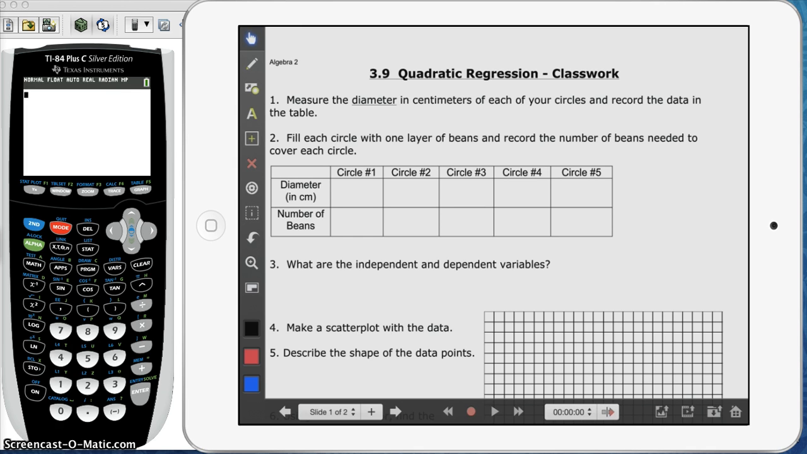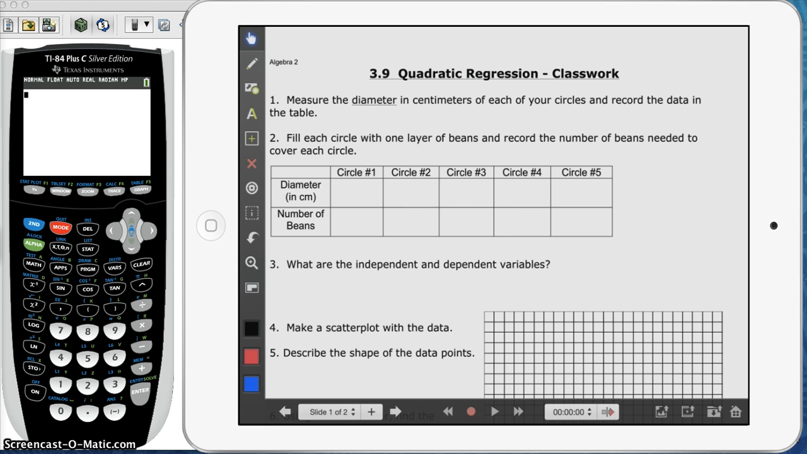Now, the idea behind this lesson is to have a certain scenario that would give you maybe a quadratic shape. So we're going to graph that. And this scenario is basically layering a circle with one layer of beans. So fill a circle with one layer of beans. And we're going to see, depending on the size of the circle, how many beans it will take to fill in the circle.